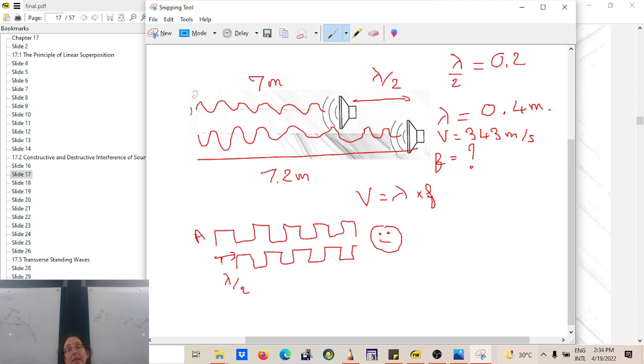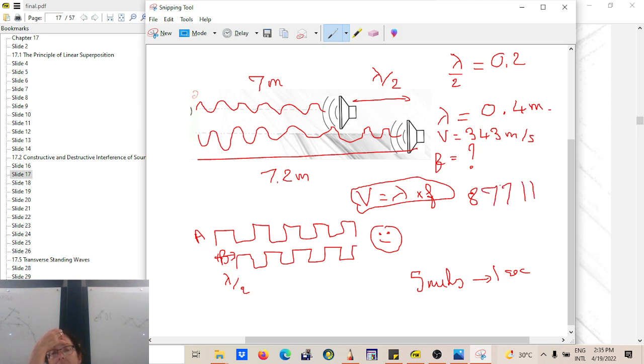So I have source A and source B. If I move that speaker half a wavelength forward, I'm going to have no sound. Is that clear? And we know that the speed of sound is 343 meters per second. So can you find the frequency? What do you get? 858 hertz. Is that clear?